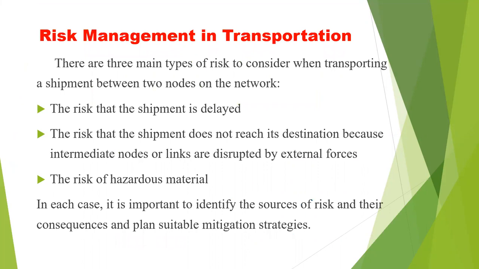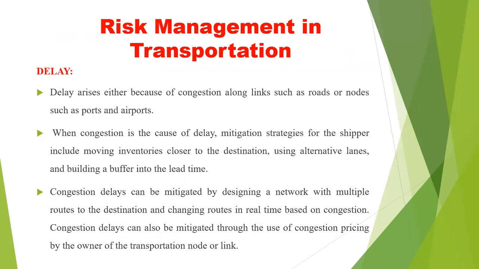Risk Management in Transportation. There are three main types of risk considered when transporting a shipment between two nodes of the network. They are the risk that the shipment can be delayed, the risk that the shipment does not reach its destination because the intermediate nodes or links are disrupted by external forces, and the risk of hazardous material. In all these cases, it is very important to identify the sources of risk and their consequences and plan suitable mitigation strategies. Now we are going to see the three types of risk and the mitigation strategies for each and every category.